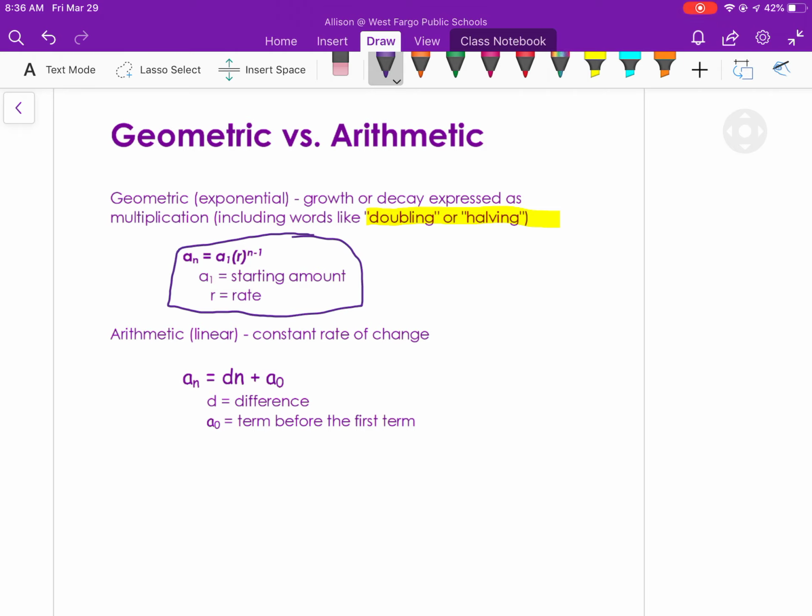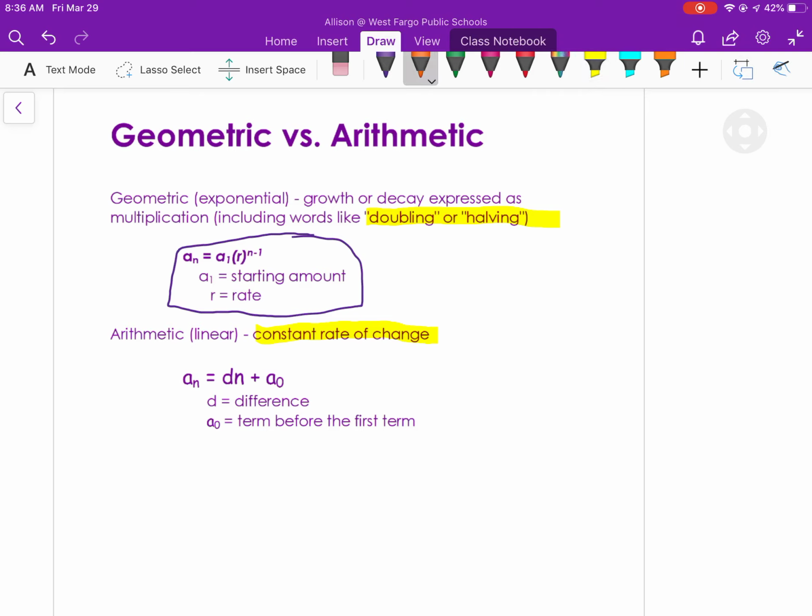And then we have arithmetic, which is a linear equation. So if we have an arithmetic situation anytime we have a constant rate of change, like you're earning $5 every hour. So every hour your paycheck is increasing by $5. So a constant rate of change.